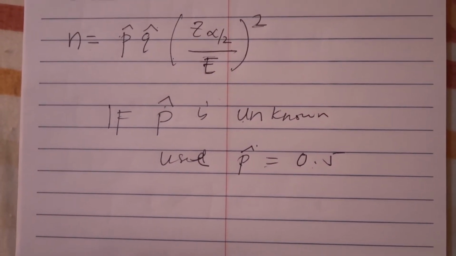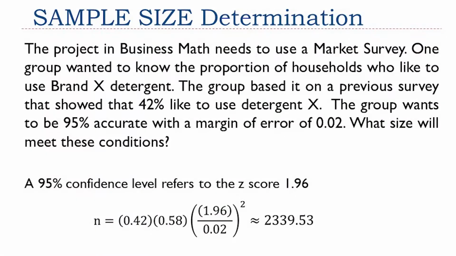So for example, number 1, the project in business math needs to use a market survey. One group wanted to know the proportion of households who like to use brand X detergent. The group is based on a previous survey that showed that 42% like to use detergent X. The group wants to be 95% accurate with a margin of error of 0.02. What sample size will meet this condition? So we're talking about sample size.